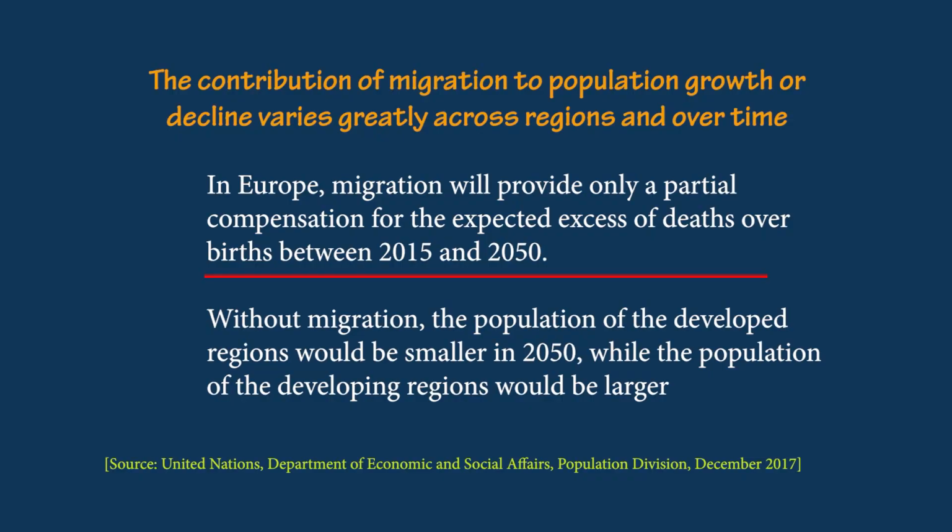So what we are arguing is that in Europe, migration will provide only a partial compensation for the expected excess of deaths over births between 2015 and 2050. Without migration, however, the population of the developed regions would be smaller by 2050, while the population of developing regions would be larger. Clearly, you can see that there is a spatial difference and also a temporal difference.